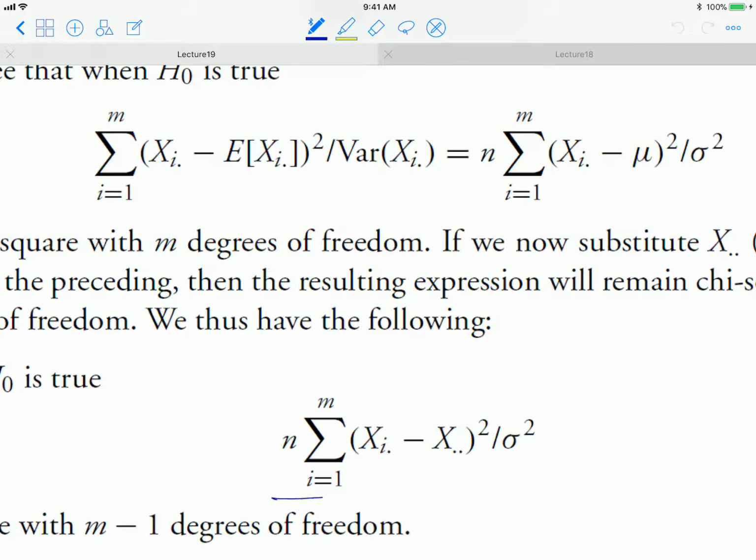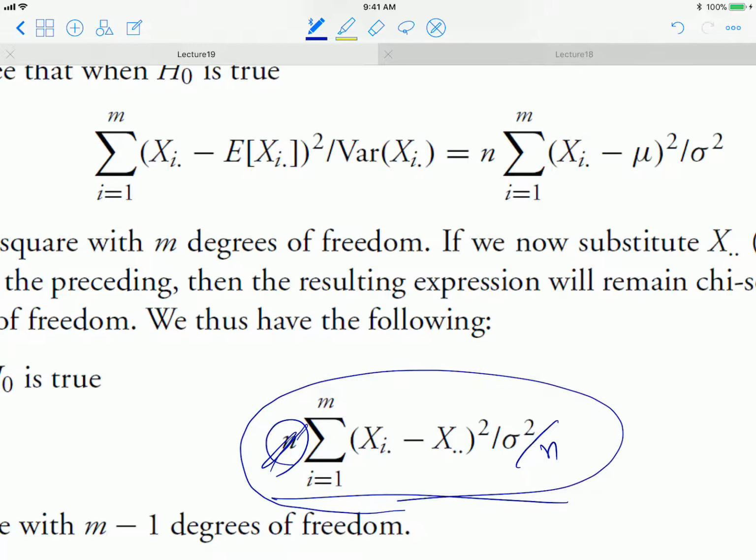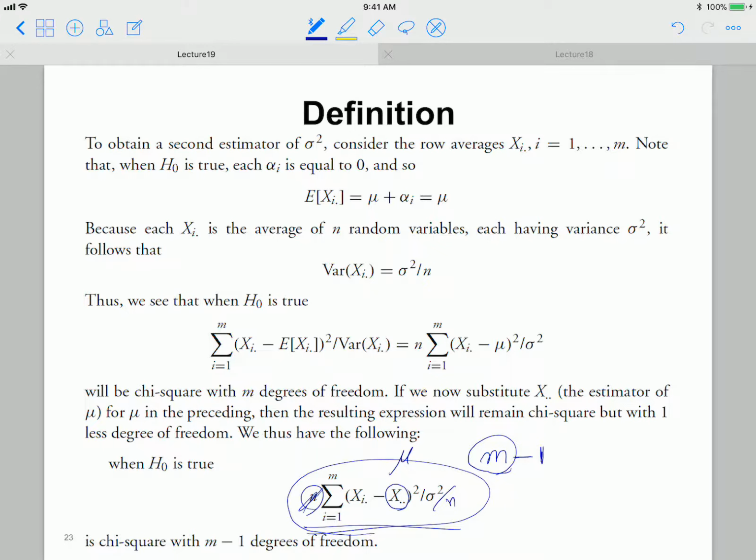So this one was coming from here, right? And then this guy, where we replace the global mean value with our estimator, x dot dot. And then that is chi-square distribution with the degree of freedom of what? M. But we have one less degree of freedom, right? So literally it is exactly the same as the one-way ANOVA setting, in the case of computing the estimate of sigma squared by using the second method.